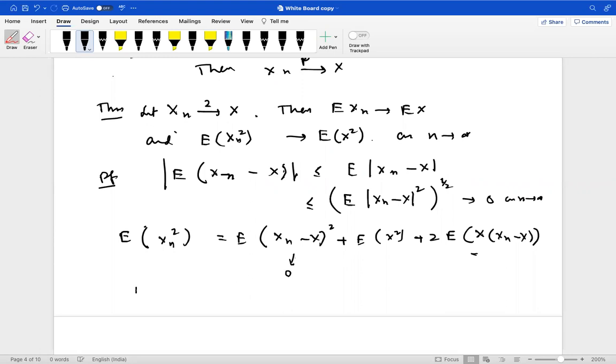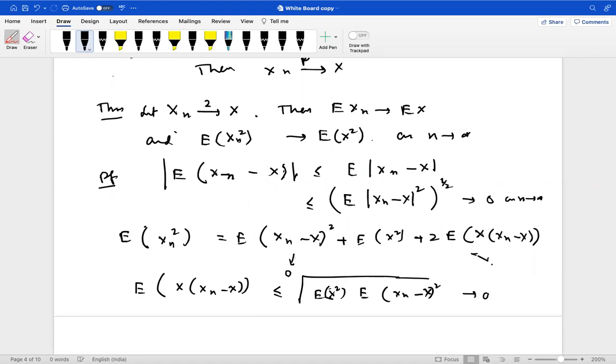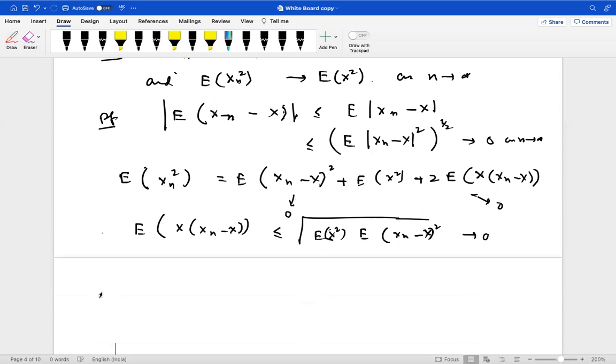Now the expectation of this part, by using the Cauchy-Schwarz inequality, is less than or equal to the root of the expectation of X square times the expectation of Xn minus X whole square. So again, this goes to 0. It is given to us. So this also goes to 0. That means the expectation of Xn square goes to the expectation of X square. So using the Cauchy-Schwarz inequality this part is 0, and by the given condition the first part is 0.